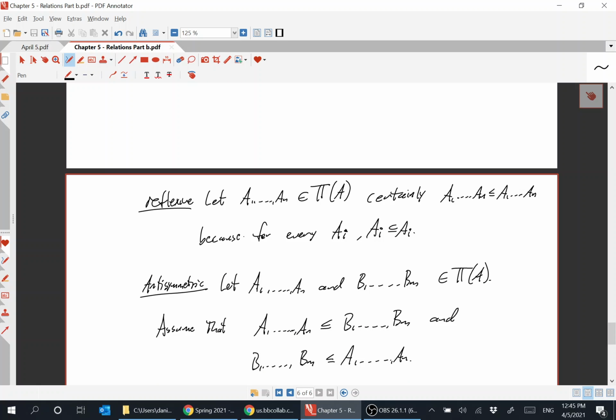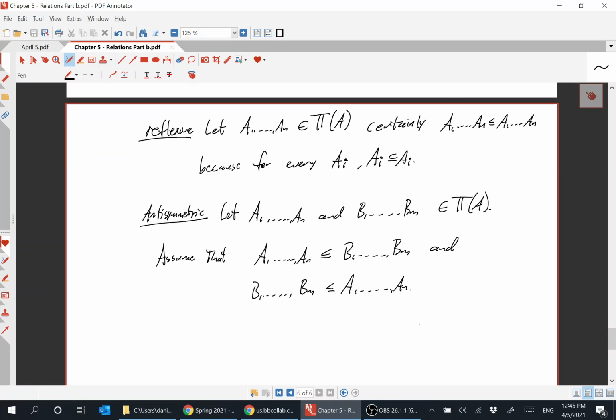Okay, so I was just talking about it, just examples here. So let A1 to AN be an element of the set of partitions of A. Certainly A1 to AN is less than or equal to A1 to AN, because every AI is a subset of itself.